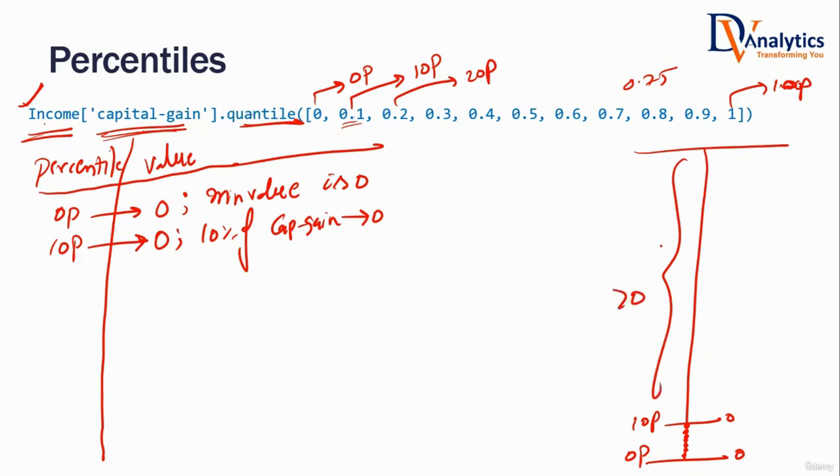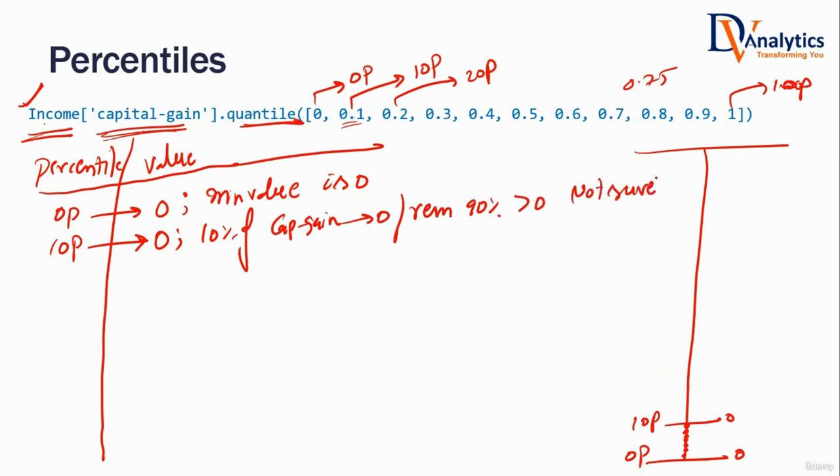Can we assume like that? Think about it. I have seen the data only up to the 10 percentile. I would say 10% of the data in capital gain is actually 0. The remaining 90% may be greater than 0, but I'm not sure. Why am I saying not sure? Because I haven't seen that. It can be anything.